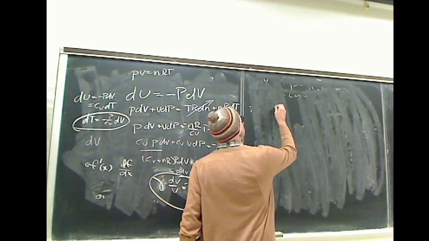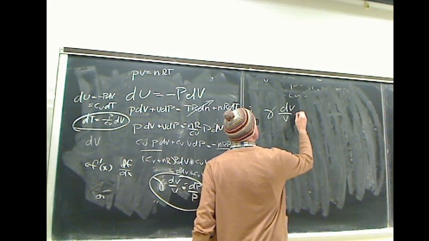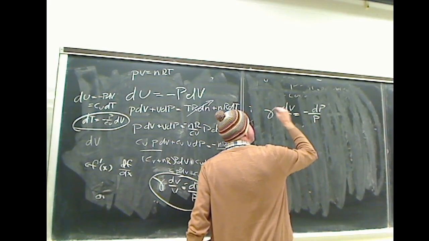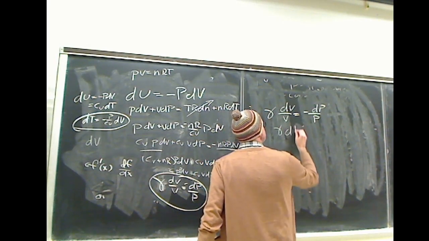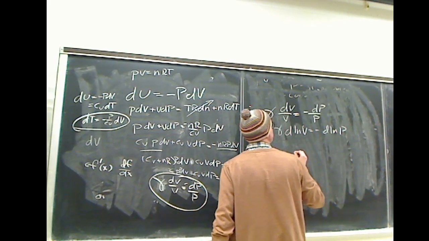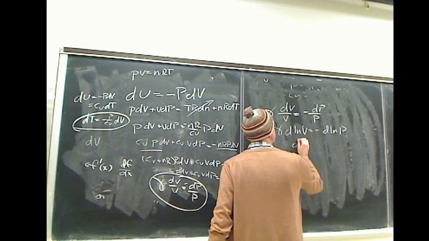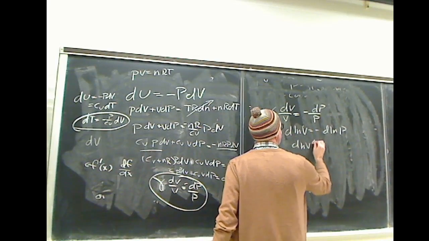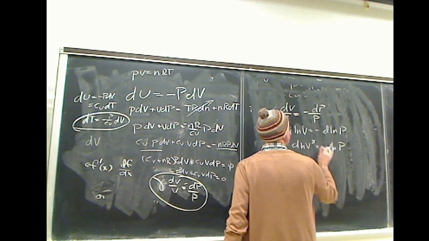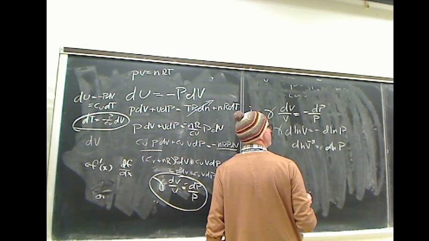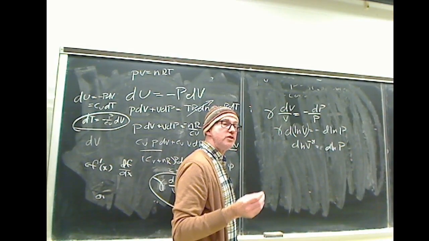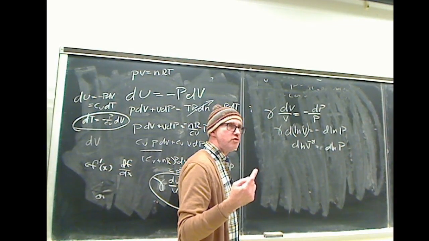Okay, so gamma dV over V equals minus dP over P. This is equal to gamma d log V equals minus d log P. So this goes up here: d log V to the gamma equals minus d log P. You would write d log V. You can also write log dV, but then you rarely would do that.